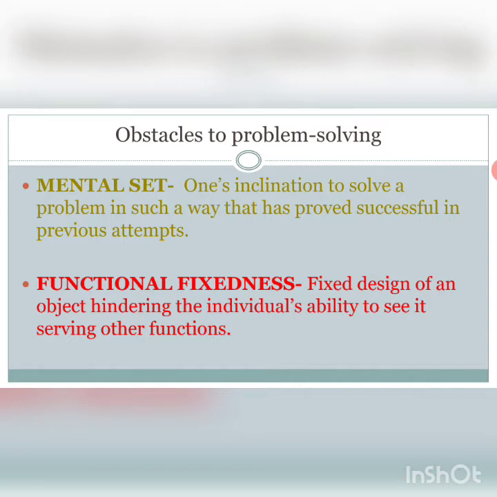For example, if you are trying to draw a margin on a piece of paper and you don't have a ruler with you at that moment, and nearby there is a notebook lying, many times the person may fail to realize that that particular notebook can actually be used to draw margins on the piece of paper. So that will be termed as functional fixedness.